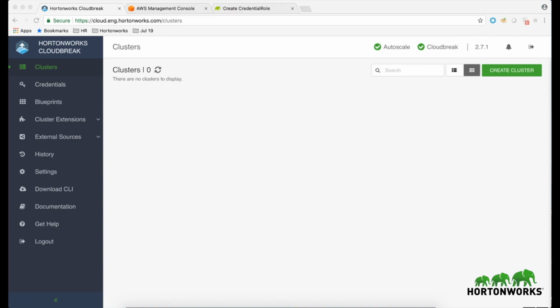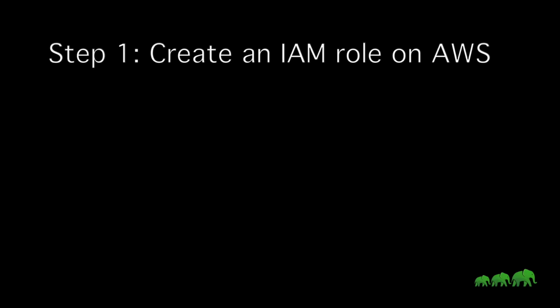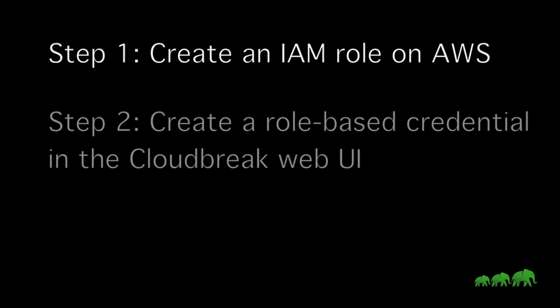In this video, I will demonstrate how to create a role-based Cloudbreak credential on AWS. The role-based credential creation process involves two steps. The first step is creating an IAM role on AWS and attaching a policy with the required permissions. The second step is creating a Cloudbreak credential in the Cloudbreak web UI.